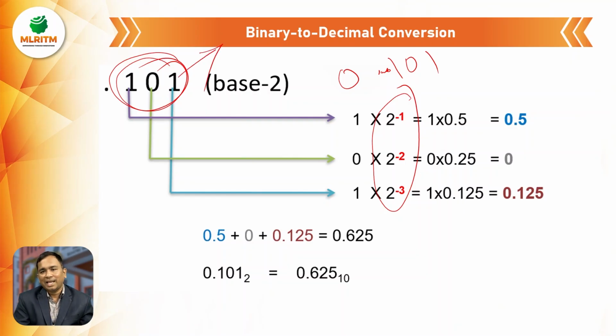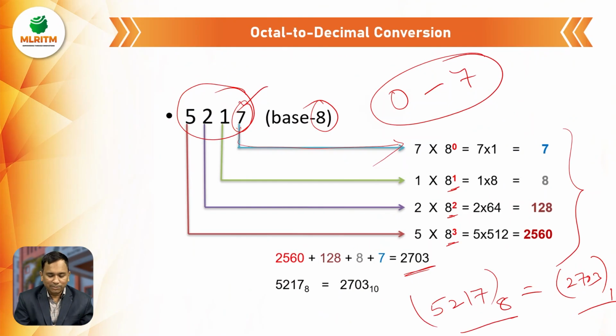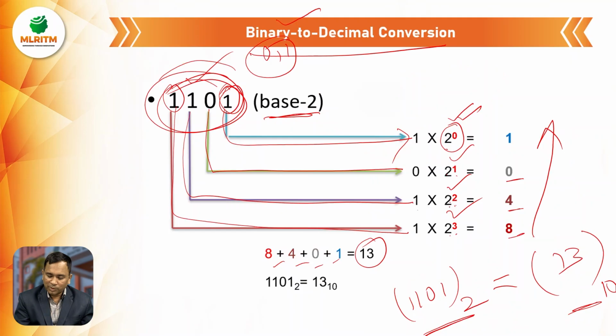I'm calling this one LSB, least significant bit. But here you have to start with the fraction number. After the dot, after the fraction, you have to start from here. So this number into 2 power minus 1, this one into 2 power minus 2, and this number into 2 power minus 3. But in the previous example, octal and all, the numbers start with 2 power 0, 2 power 1, 2 power 2, 2 power 3.